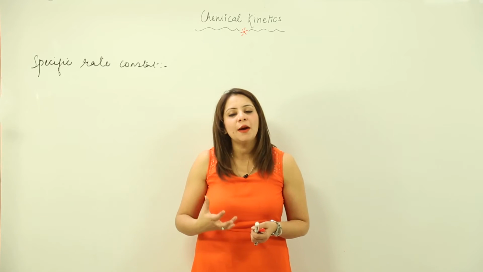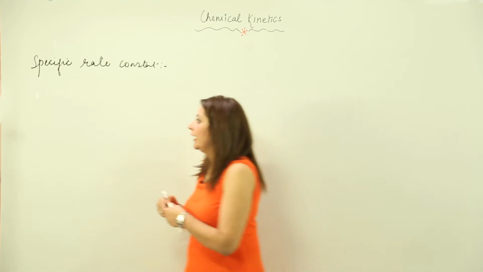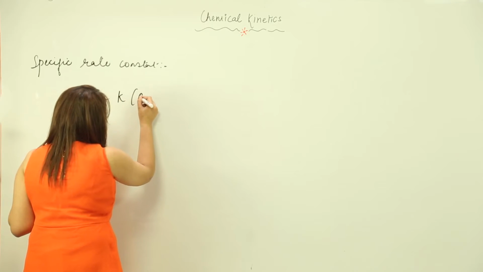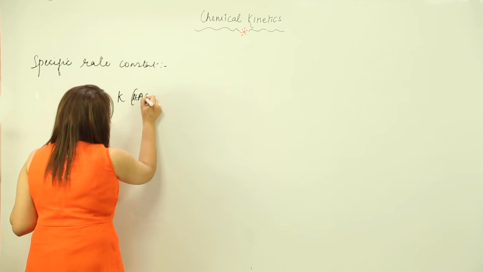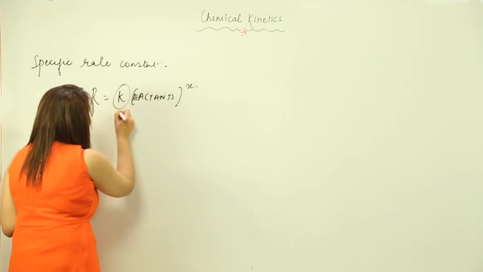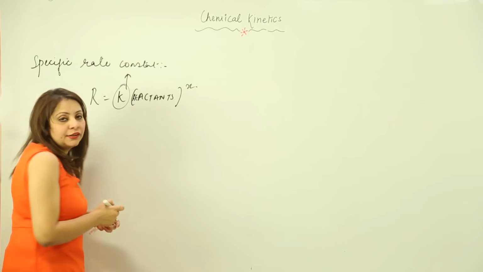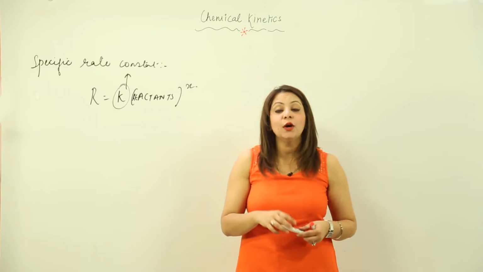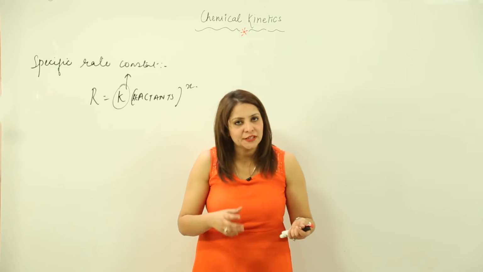Now, as you all are familiar with the rate constant, in a reaction the rate is equal to K times the concentration of reactants raised to their respective powers. In this, K is the rate constant. You know that we call the rate constant the specific rate constant. Now what is the reason that we call it the specific rate constant?